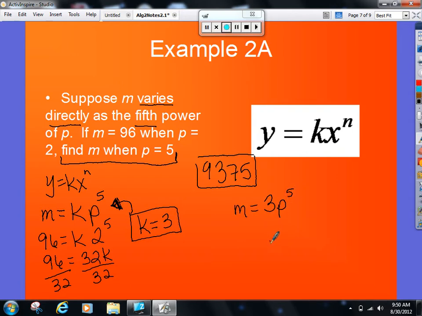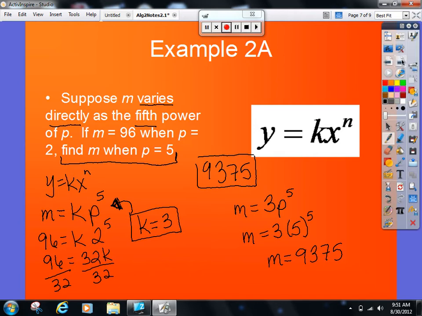And now I can easily figure out what m is when p equals 5 because I just plug in 5 into the p spot here. 5 to the fifth, and I get, as I just told you before, 9,375. And again, look, from 2 to 5 it gets bigger. What should happen? 96 to 9,375 should get bigger. Direct variation, they both get big together. That's a quick way to check your answer. Okay?